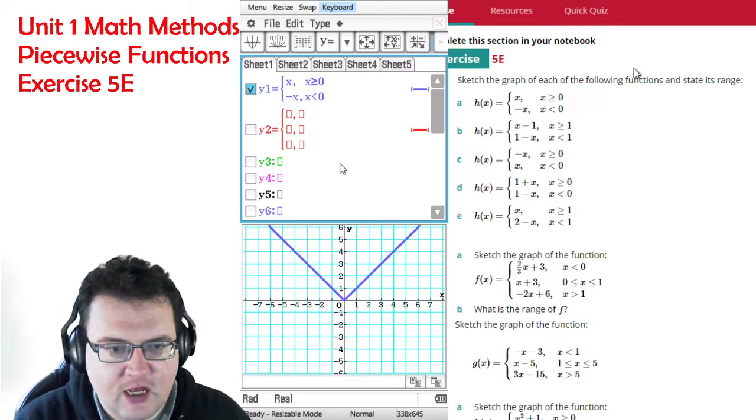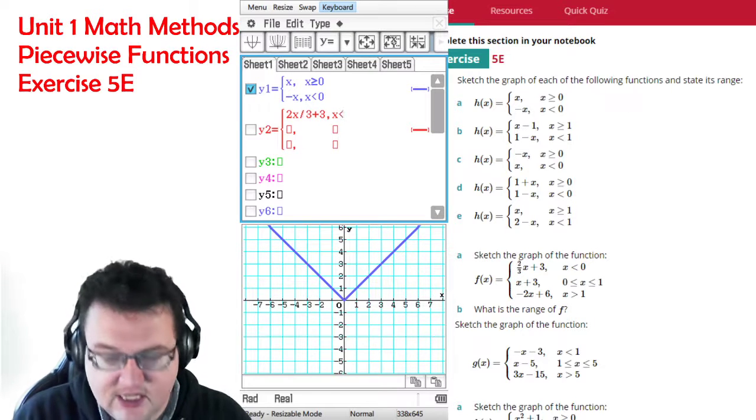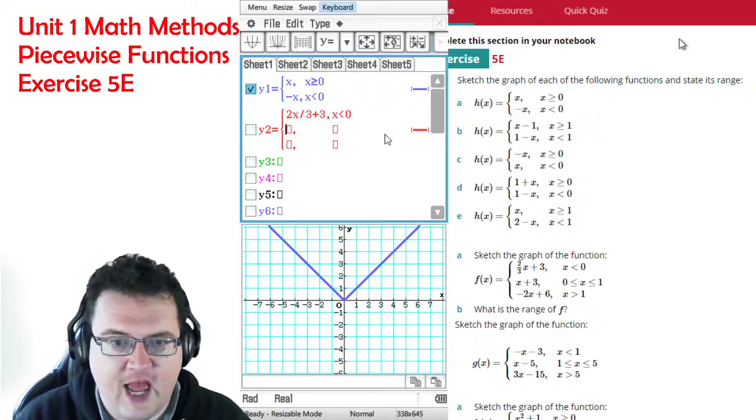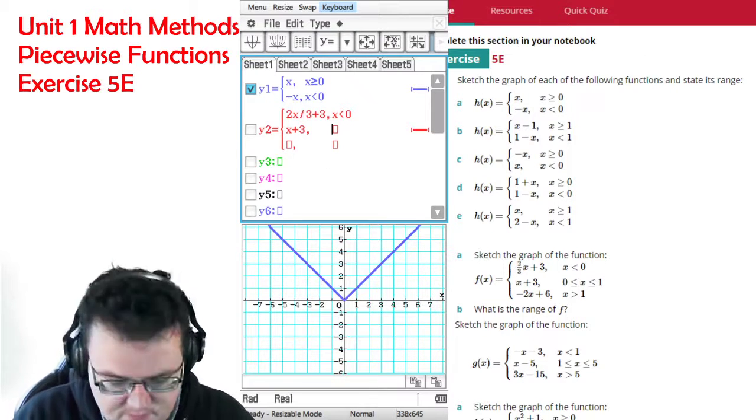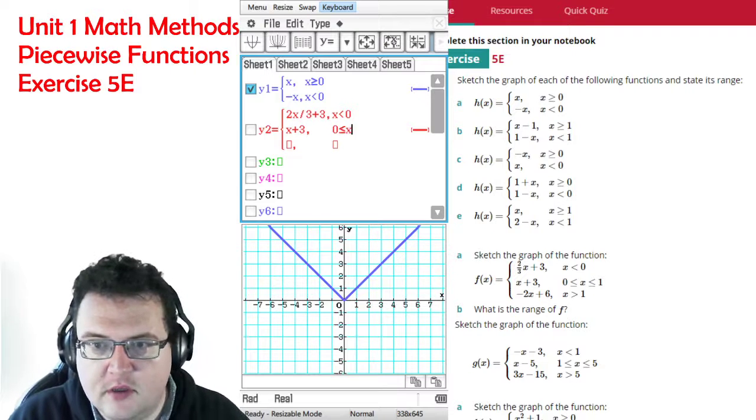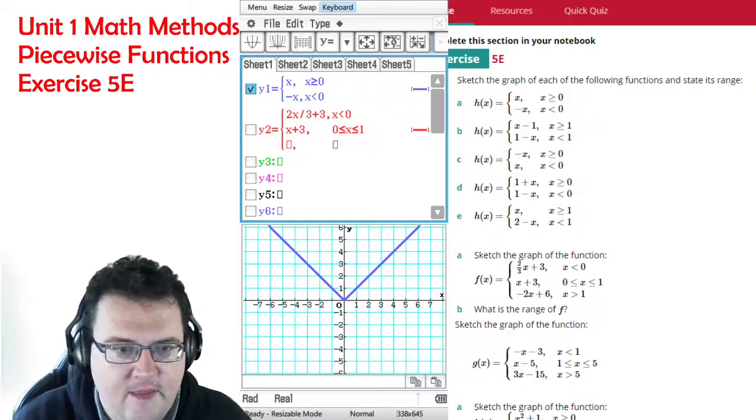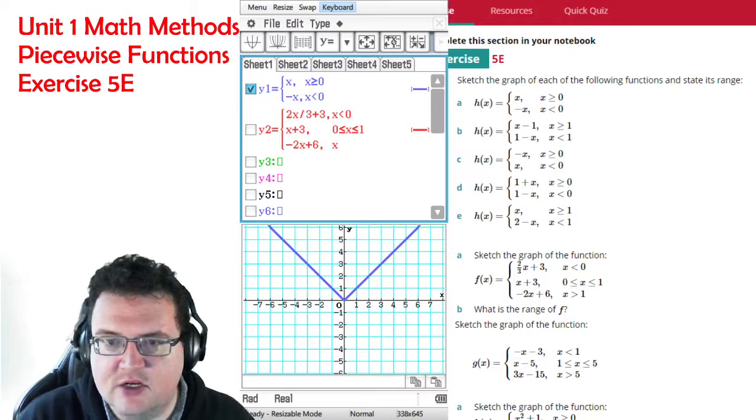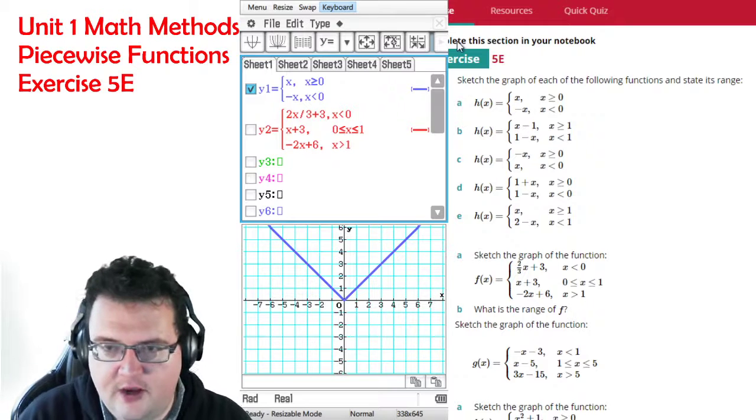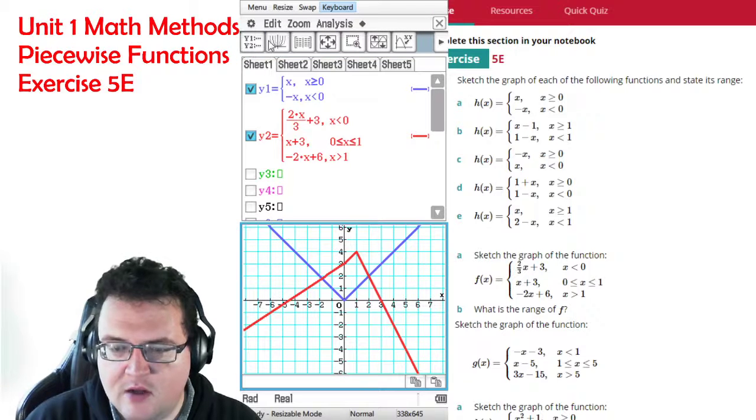So I go in here. I have 2x over 3 plus 3 as long as x is less than 0. I have x plus 3 for 0 is less than x is less than 1. And then I have minus 2x plus 6 as long as x is greater than 1. And then I draw this graph as well.